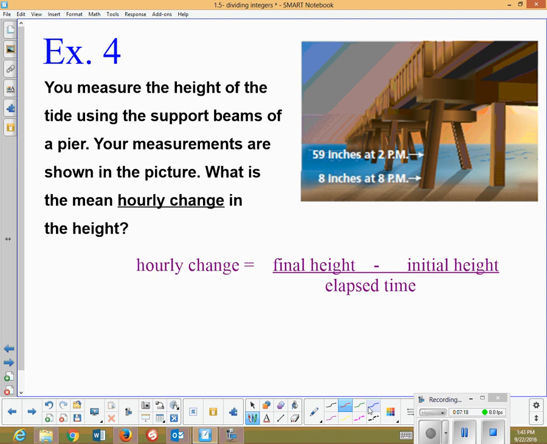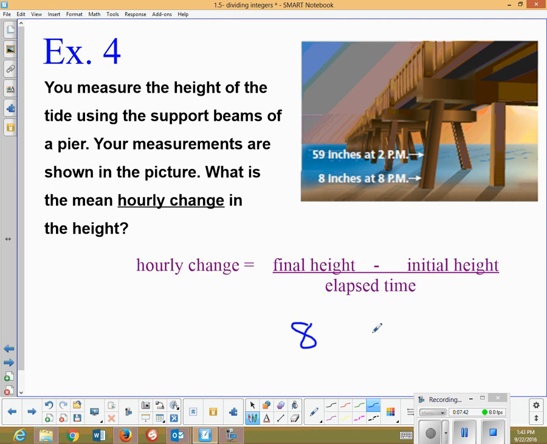So what we're going to do is use this equation formula we have here. To find the hourly change, it says you need to know what the final height is. So to figure out the final height, I look at the picture and the information they gave us. It seems like it started off at 2 p.m. at 59, and then at 8 p.m. it's now at 8 inches. So our final height was 8.